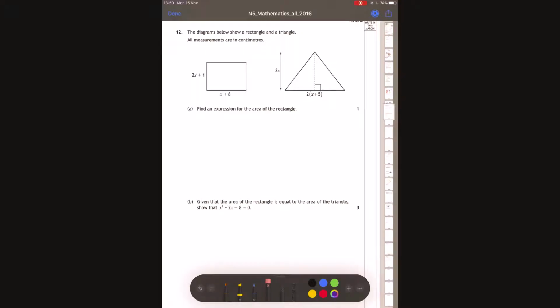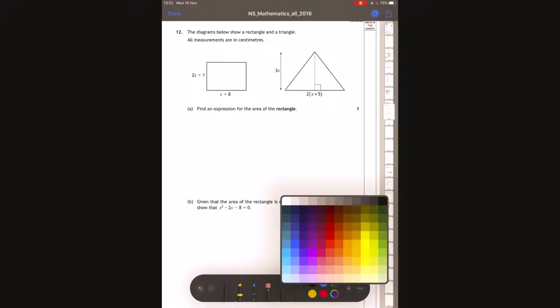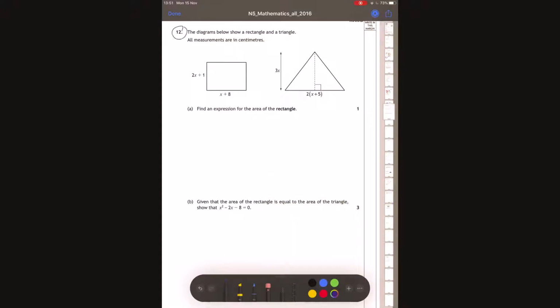Question 12. I quite like this question, actually. So, we need to, part A, find an expression for the area of the rectangle. So, here's our rectangle, here's our length, and then here's our breadth. I'll do those in different colours, actually.